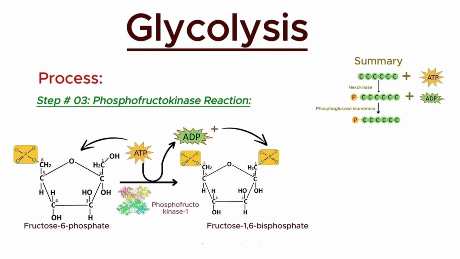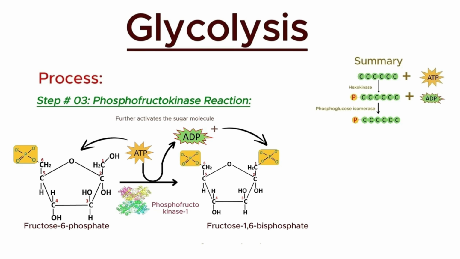In this step, a second ATP molecule is used to add a phosphate group to fructose 6-phosphate, converting it into fructose 1,6-bisphosphate. In this molecule, phosphate groups are attached to carbon 1 and carbon number 6. This phosphorylation is crucial as it further activates the sugar molecule, preparing it for the subsequent steps in glycolysis.